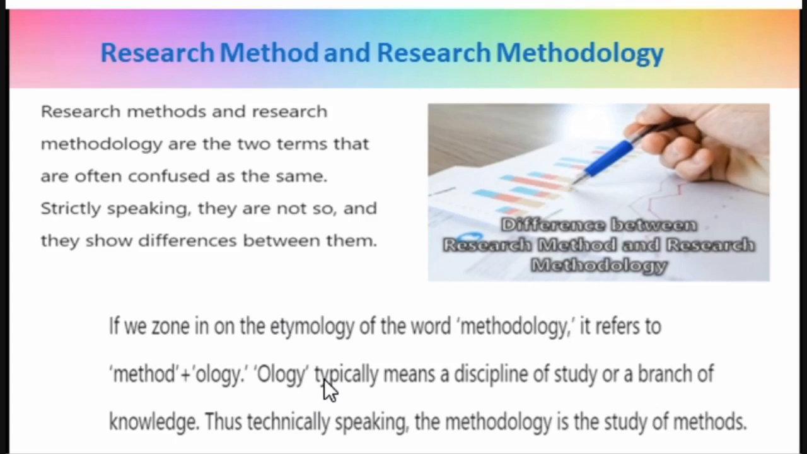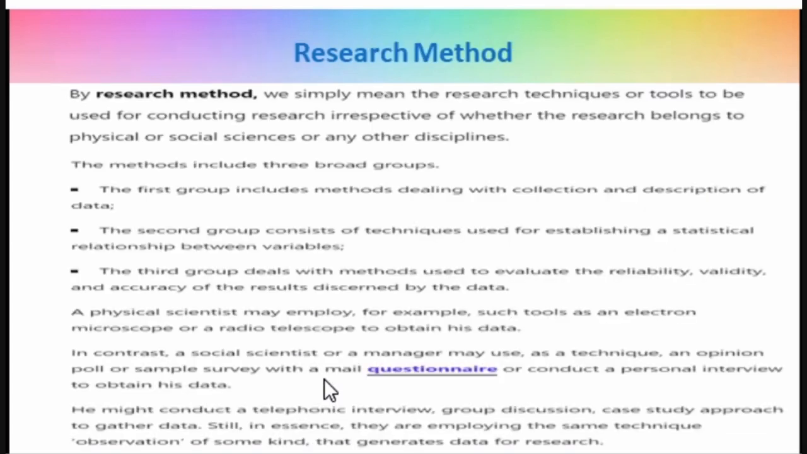So we will see what research method and research methodology are all about and what the difference between them is. Coming to research method, we simply mean the technique or tool used for conducting a research. Simple as that. In research method, what method are you using to conduct the research? Let it be historical, survey, observation or experimental, whatever it may be. The emphasis is only on the method or technique.